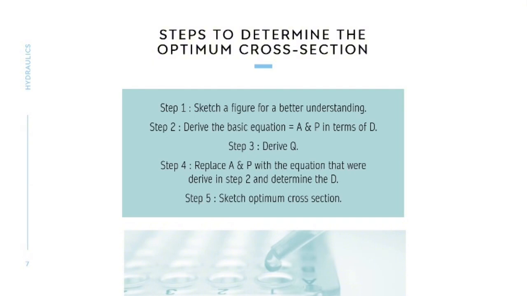First, sketch a rectangular channel to visualize its width and depth. Then derive the basic equations for the cross-sectional area and the wetted perimeter. Next, use these equations to calculate the flow rate, Q, using Manning's formula. Replace the area and perimeter in the flow rate equation with the ones derived, and solve for the depth. Finally, sketch the optimized cross-section where the width is twice the depth to show the most efficient design.